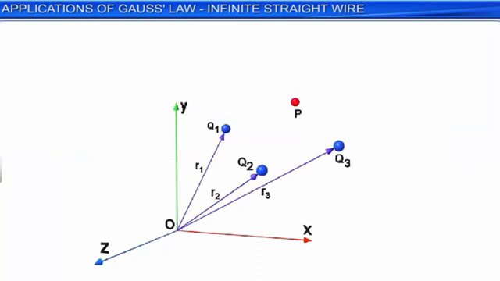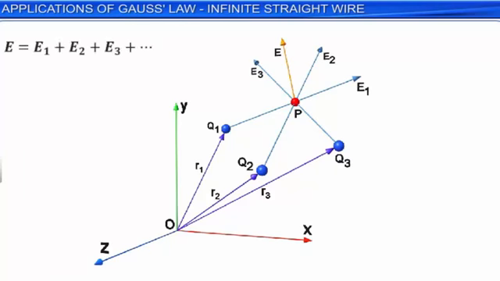In order to calculate the electric field due to a discrete charge distribution, we can apply the relation of the superposition principle. According to this principle, the net electric field strength E at any point in the field of the charge distribution is equal to the vectorial sum of the electric fields due to the individual charges at that point.